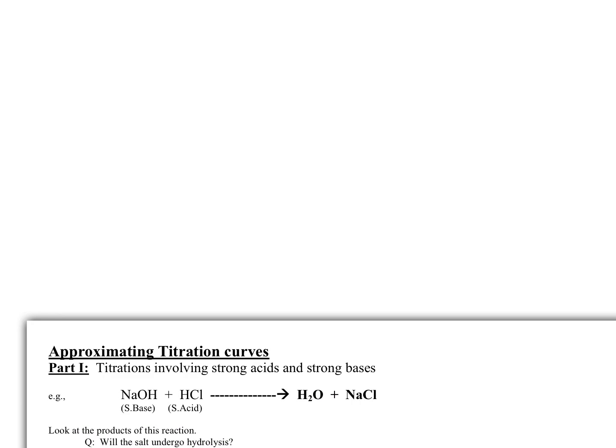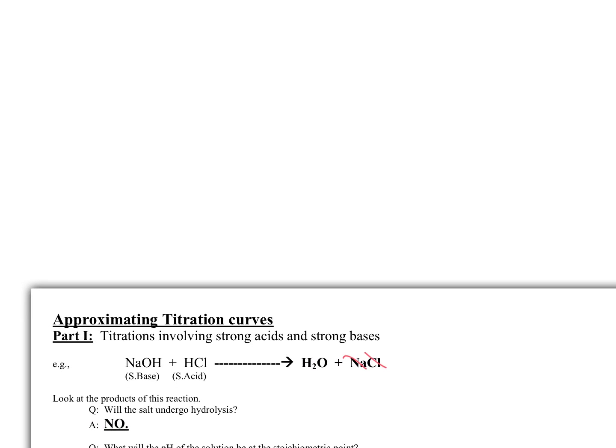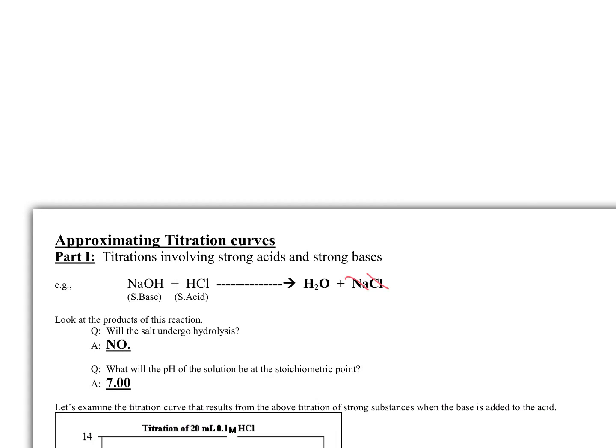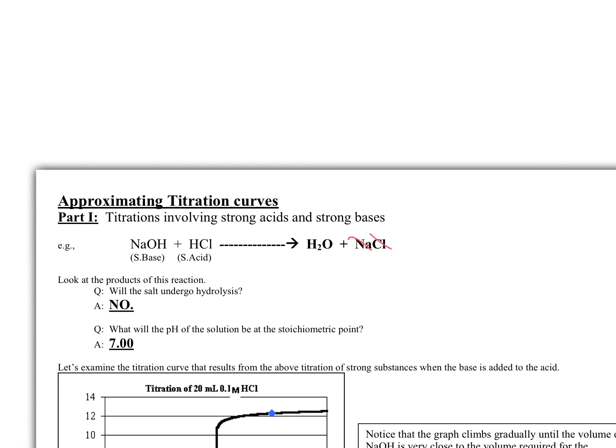If we look at the product side of the reaction, we make sure that none of our salts undergo hydrolysis, which would affect the ending pH. Looking at these products, sodium chloride is the salt. Na comes from a strong base, Cl comes from a strong acid, therefore this has no overall effect of reacting with water to produce any hydroniums or hydroxides. So all we have in solution is a neutral salt and water. So at the end of this reaction, our pH should be 7. So let's examine the titration curve for the results above when strong substances react together.